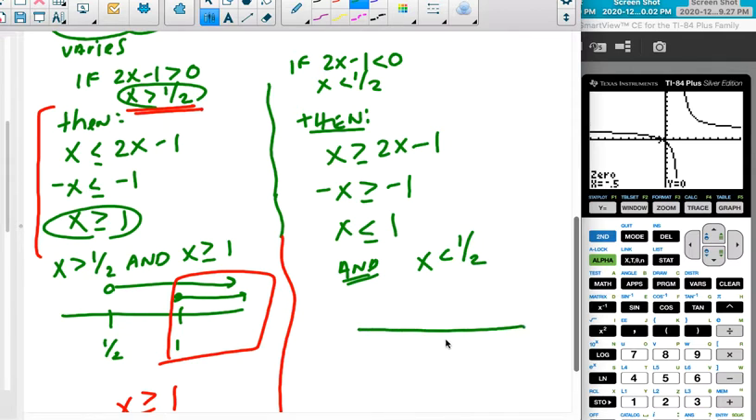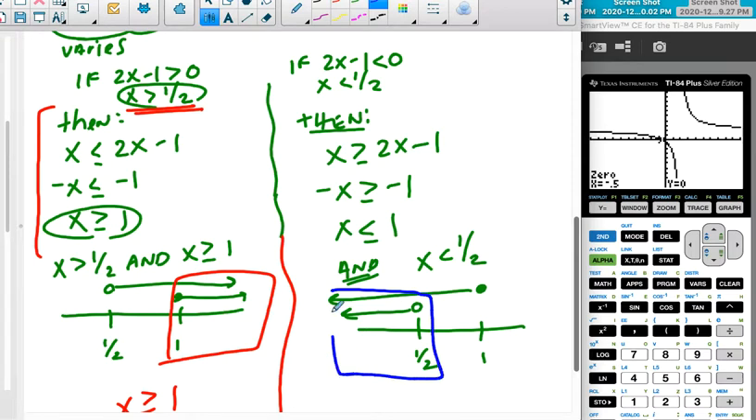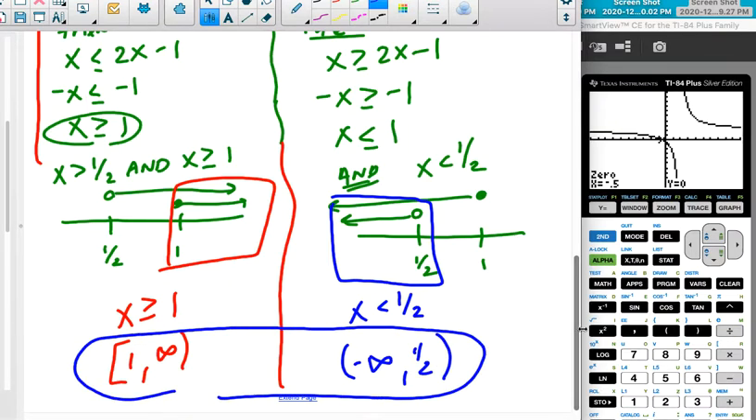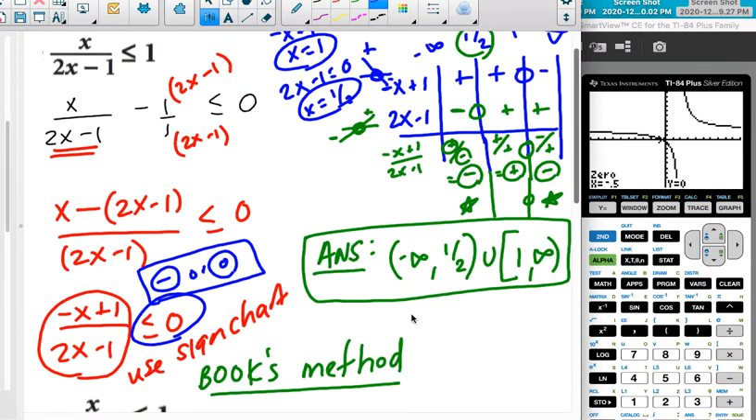So if we look at what this looks like, here's 1/2, here's 1. This one looks like this, and this one looks like this. Since both of them are true at the same time, this has to be my window. So I get x is less than 1/2. The other way to write that is negative infinity to 1/2 with a parenthesis. And together, those two give me my answer. And if you look, those are the same answer we got when we did it my way at the top.